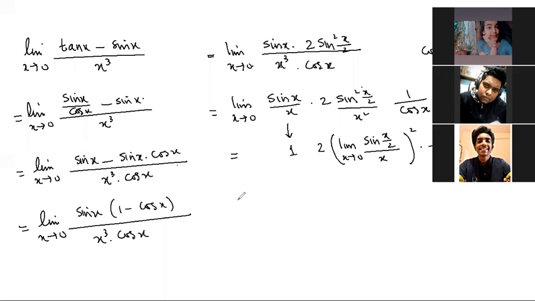1 by 2 is the answer. So 1 is gone. 2 into... Now what? Either you do it over here only by 2. 1 by 2. But when you write it, you should be able to understand how you wrote it. 1 by 2 is the answer. Yes. 2 into 1 into 1 by 2 the whole square. Cos 0 is 1.